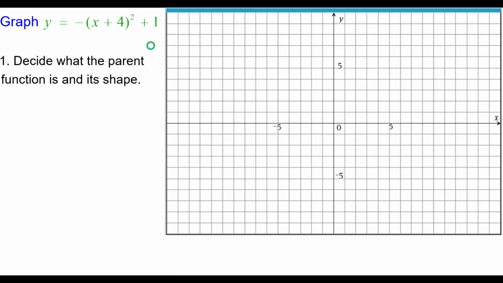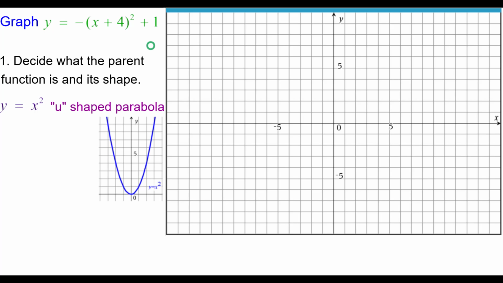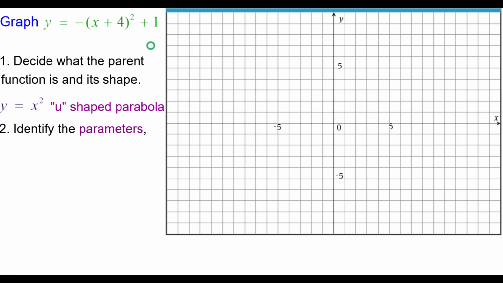First way, we need to decide what the parent function is and its shape. y equals x squared is the parent function. It's a U-shaped parabola. We'd like you to imagine this curve in your mind as we're doing this. Identify the parameters, and what we mean by that are values in the expression that affect the graph. In this case, there are 3 different parameters.